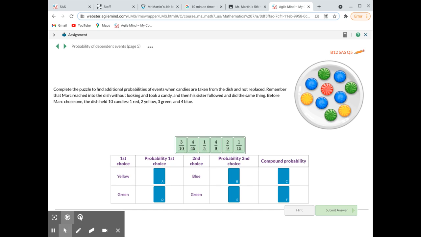Help her out, Vincent. Wouldn't it be 2 out of 9? All right. I see 2 yellow candies. I agree with you. Well, let's count how many there are.